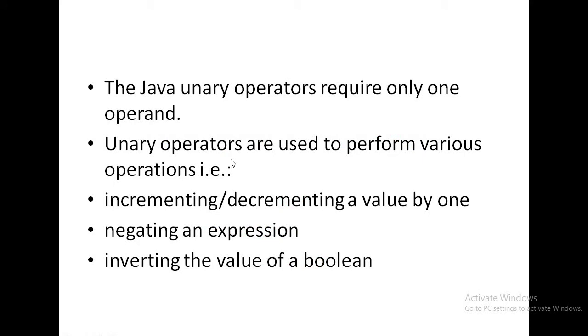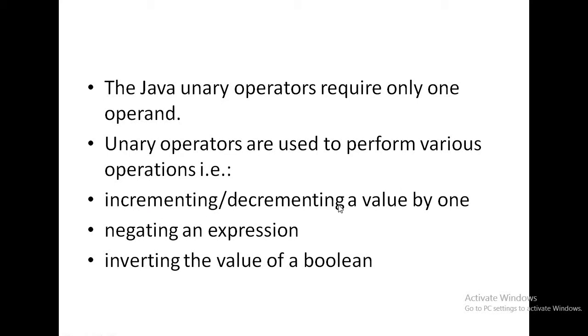As I told you, Java unary operators require only one operand. Operand means the variable. One variable, that is my unary. Unary means one, binary means two. Unary operators are used to perform various operations. What are the different operations? First, incrementing and decrementing a value by 1.